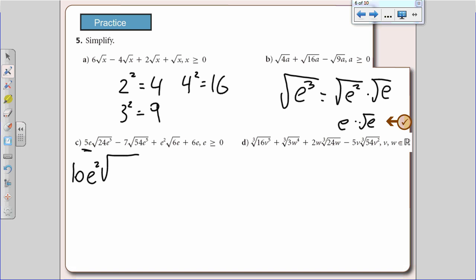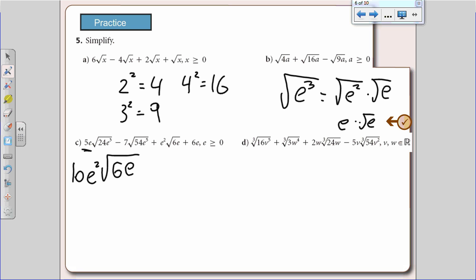So 24 broke up into 4 and 6. Square root of 4 came out. The 6 stayed underneath the root sign. e cubed got broken into e squared times e. e squared came out to be 1e on the outside. 1e stayed on the inside. Oh, never mind. I thought that was 6. Sorry.